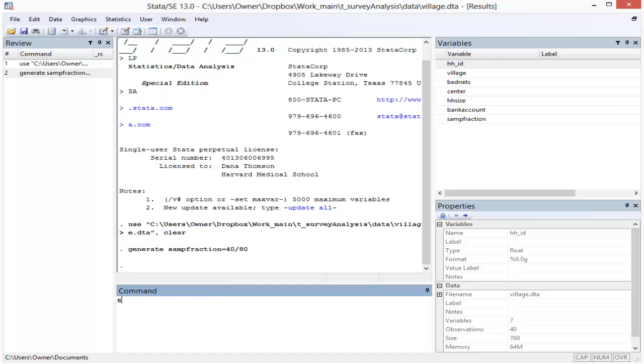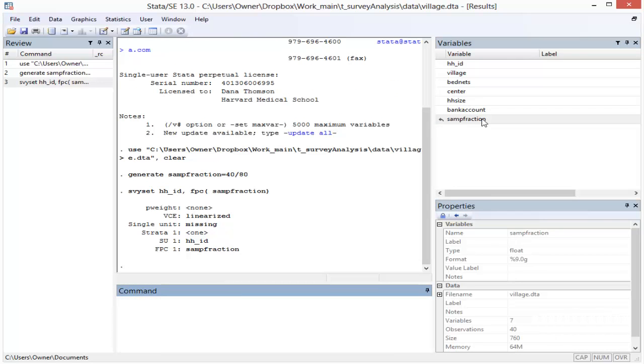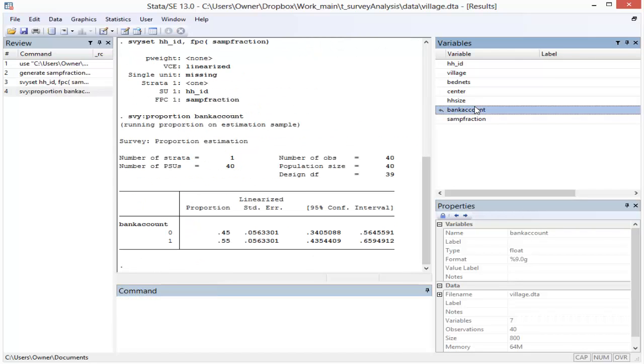Then we define the sample design with a svyset statement. In the sample, observations are uniquely identified by the household ID, and the finite population correction factor is equal to the sampling fraction variable that we just generated. Now that we have defined the sample design in a svyset statement, we can estimate the proportion of adults with a bank account using the proportion statement with svy:. Learn more about the svy: commands in the Stata survey analysis video.